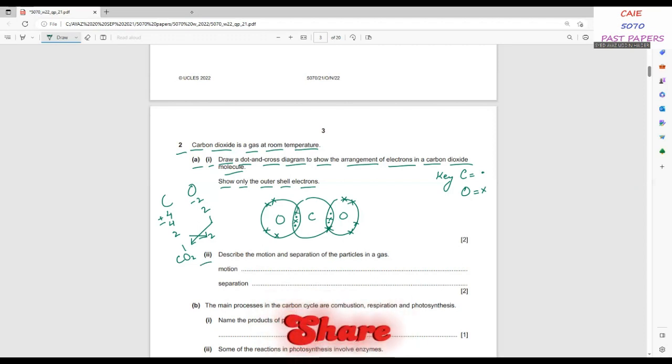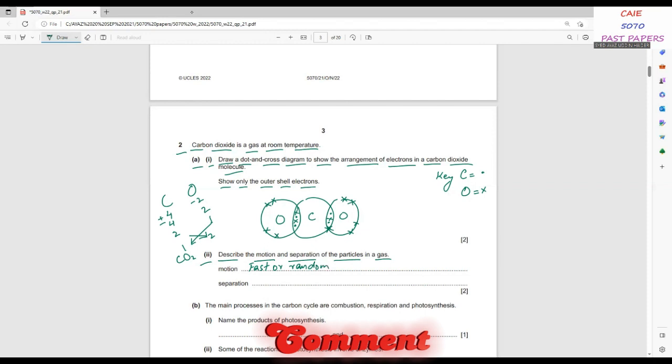Question number 2. Describe the motion and separation of the particles in a gas. You have to write the motion and separation of particles in a gas state. Remember, in gas state, the particles are far away and they are moving randomly in all directions. So you have fast or random movement. Now, if we talk about the separation, they are far apart.